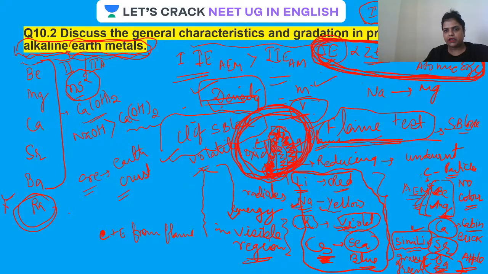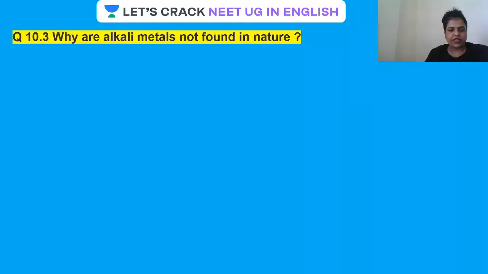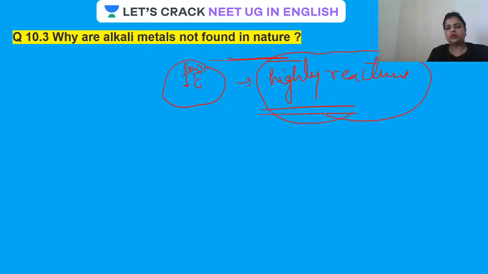Okay, guys. Now the next one on your screen is, why are alkali metals not found in nature? Just now we have seen that they have extremely low ionization energy, guys. Very low ionization energy means they are highly reactive. And if they are highly reactive, they're going to react with the elements or compounds present in their surroundings and convert into compounds, isn't it? Therefore alkali metals are not found in nature. We always get them in the form of their ore.